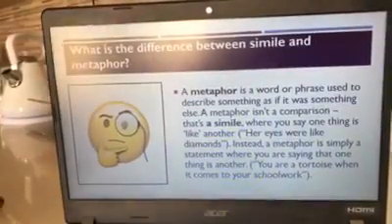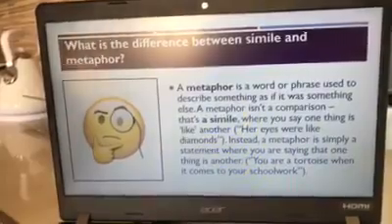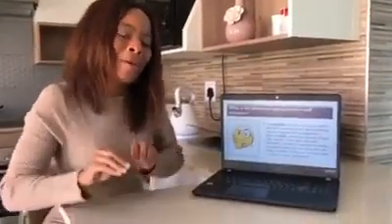So I gave a nice example here. It says, you are a tortoise when it comes to your schoolwork. So meaning that when you have to work in your school book, you are slow and you take your time. I didn't say you work like a tortoise. No, I'm saying you are a tortoise. So when dealing with your schoolwork, you are slow.